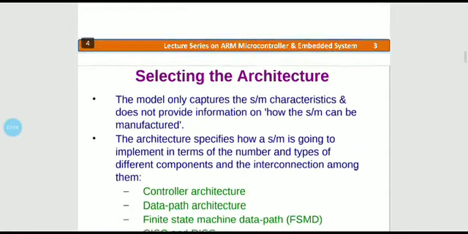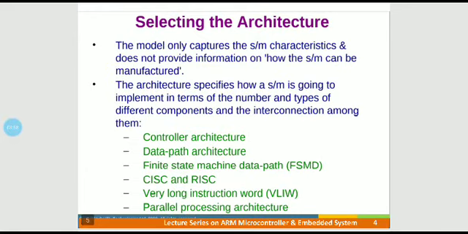The second issue is selecting an architecture. The model we selected in the earlier stage only captures the system characteristics and does not provide any information on how the system can be manufactured.